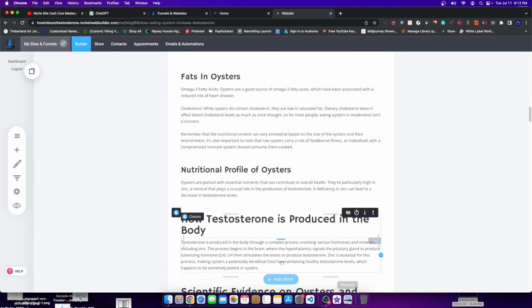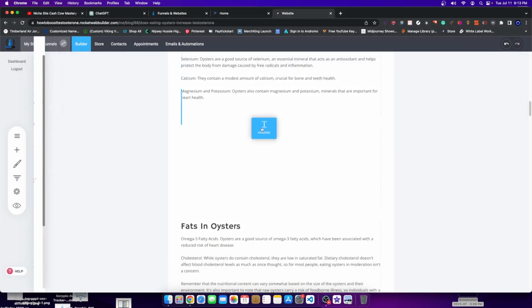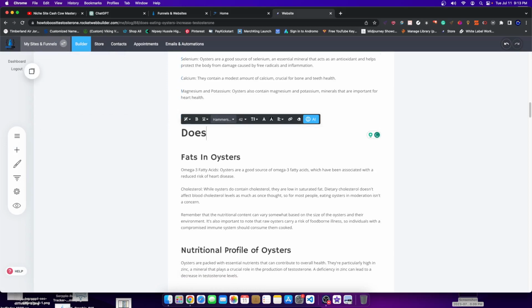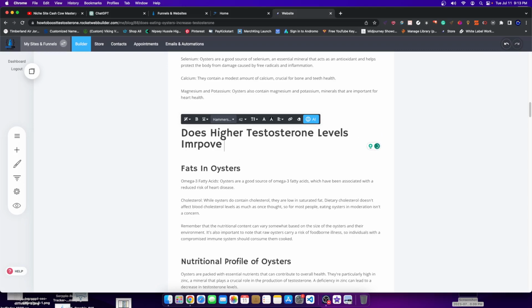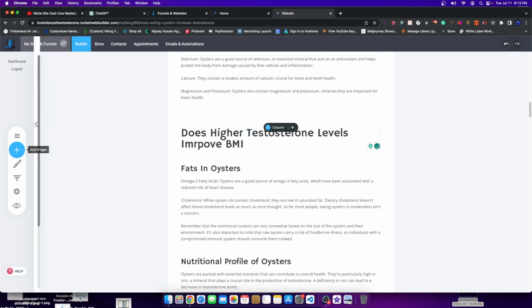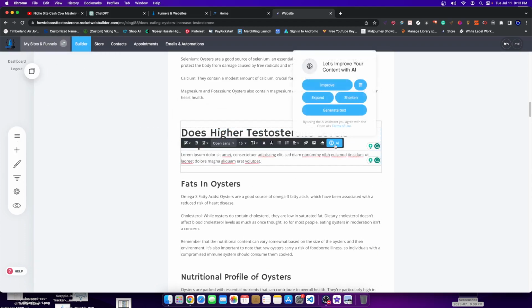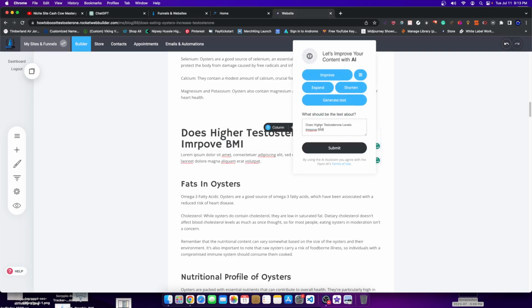So, for example, if I want to write something here, let's go ahead and do something live. I could say, does higher testosterone levels improve BMI, something pretty basic. I'll just copy this headline real quick and I'll go over to a text. So I'll grab some text here, and then I'll hit the AI button, generate text, and paste that prompt in there.